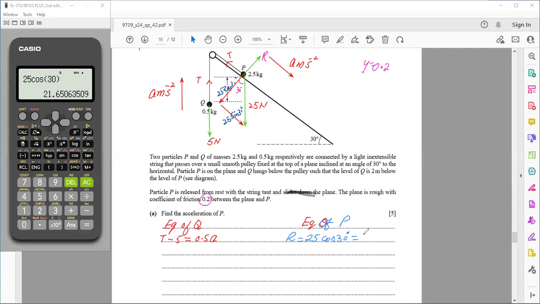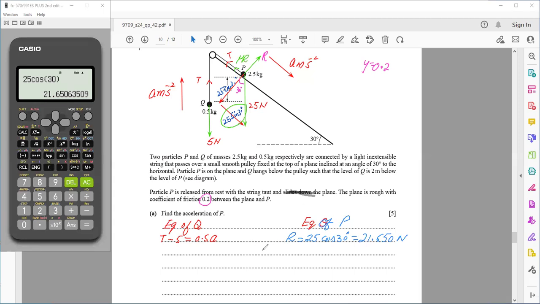So that's the value of R, 21.650 Newton. R is a force. The second equation I have to make with the help of a different color. Suppose the color is now green, and green means a forward force. The forward force is 25 sine of 30 degrees, and the backward forces are T and another backward force, mu R.